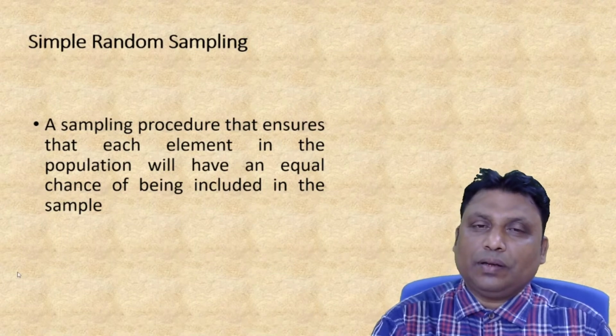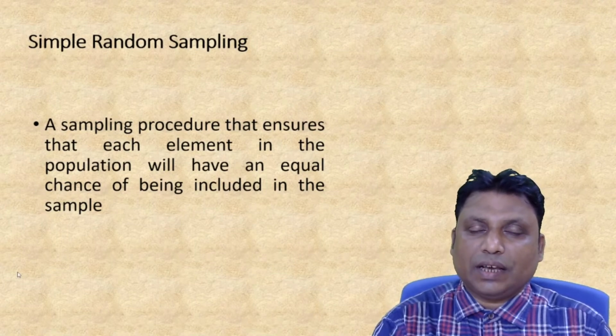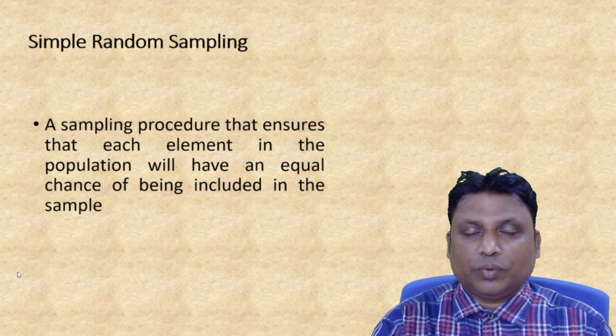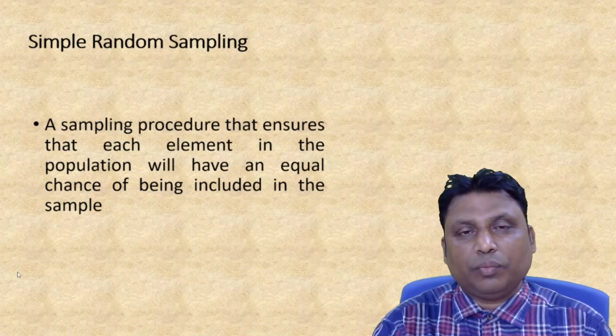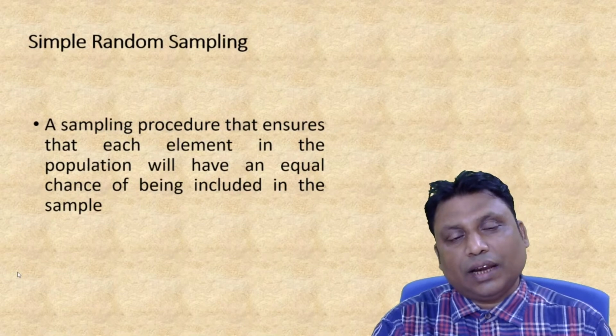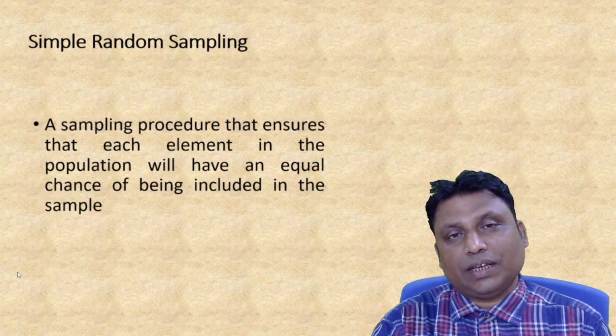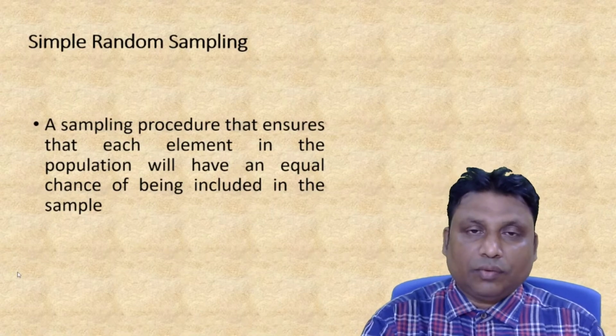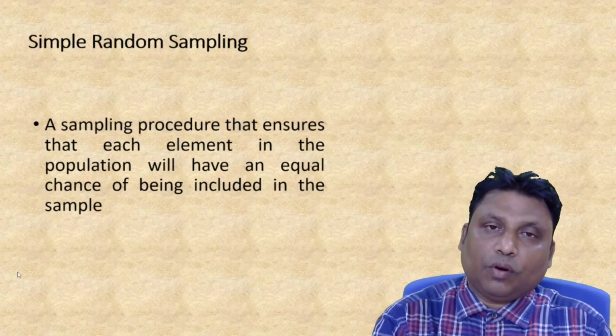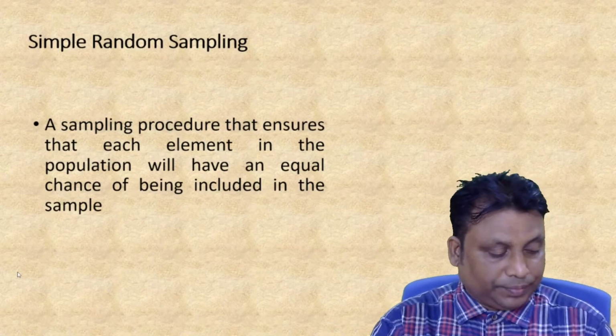Randomly, suppose A, B, C, D, E, F, G, I, J, K. Suppose 10 students are there. You can call A or B or C or K like this. So randomly you can select either 1 or 2 or 3 as per the requirement or design of your questionnaire or design of your research. You call them and collect the information.